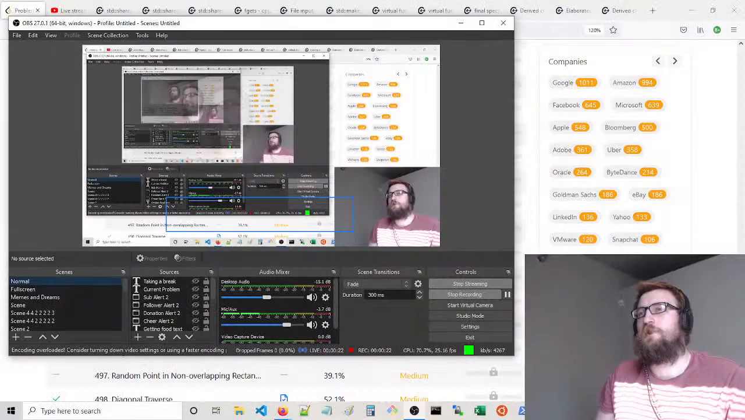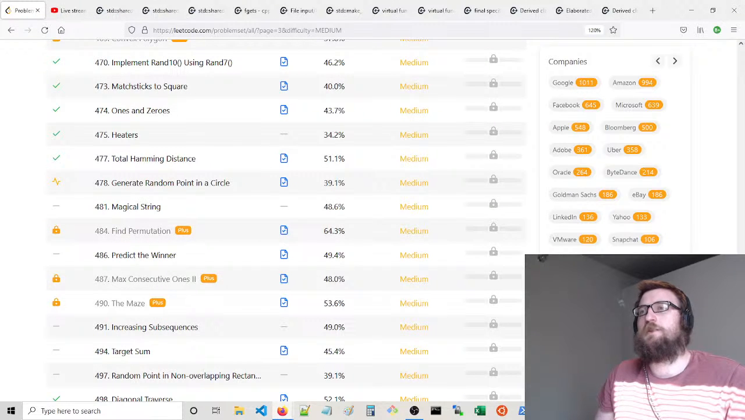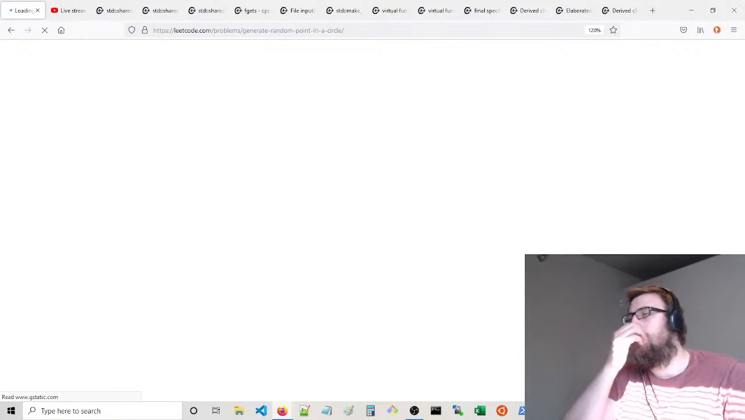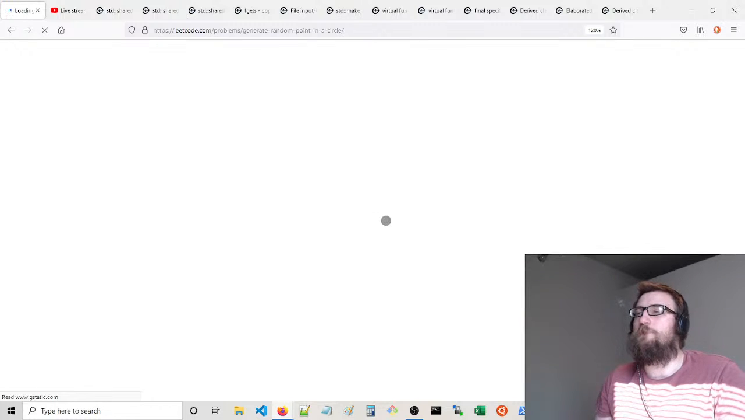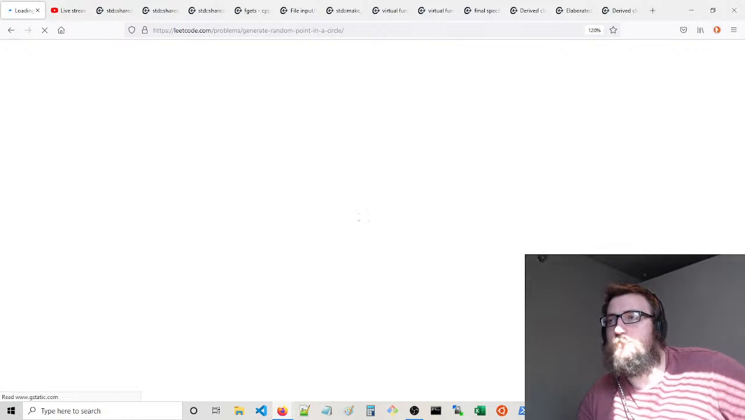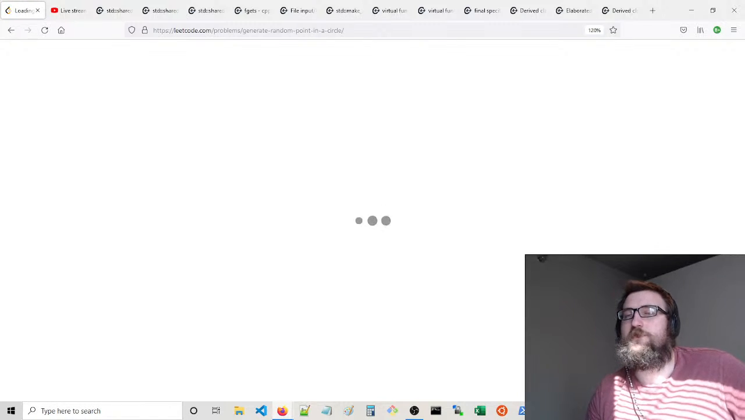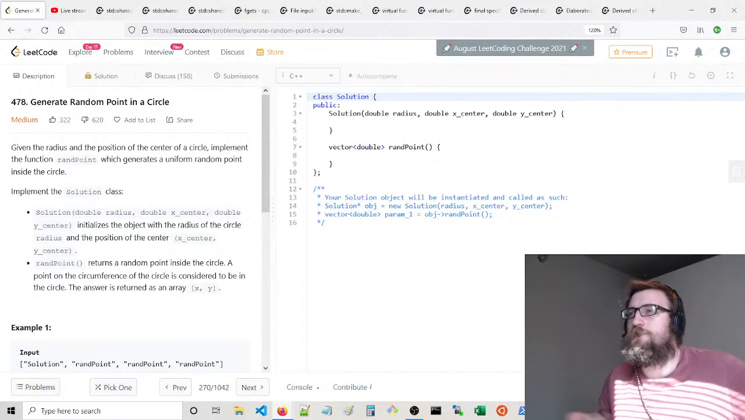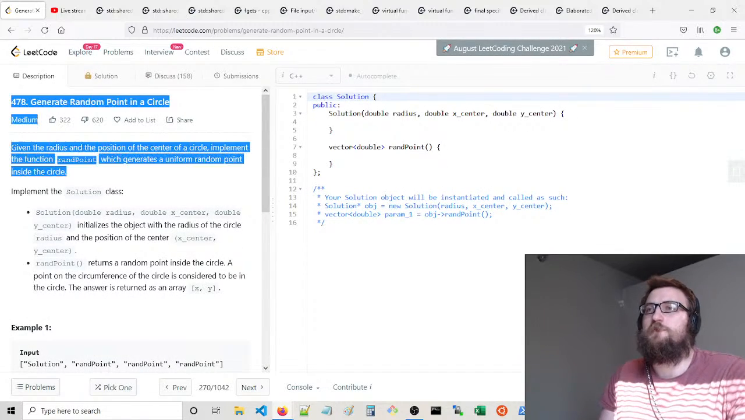This is an interesting problem, but I actually solved this one already. We'll go through it. It's kind of an unusual problem. This is very atypical, but we'll get into it once it loads. So I'll read the question first.